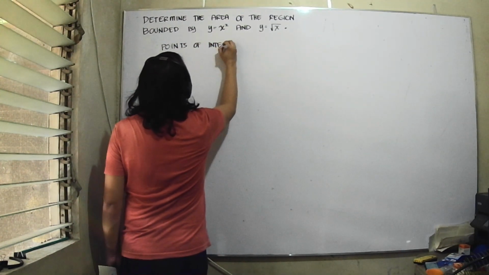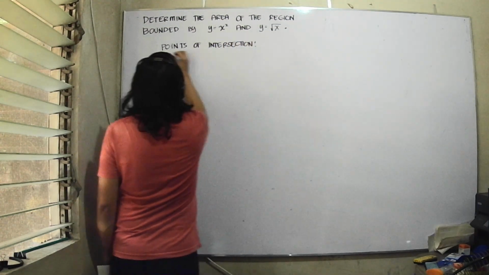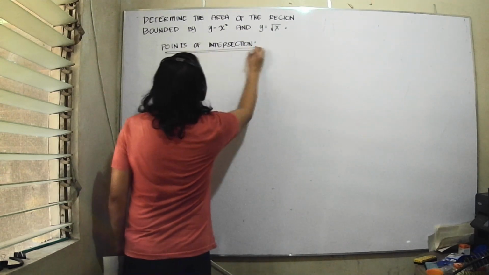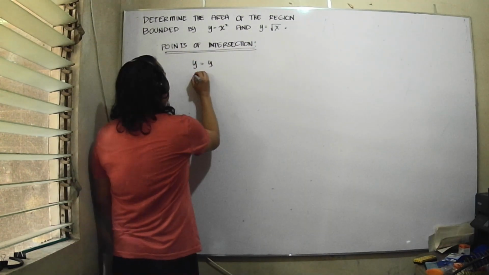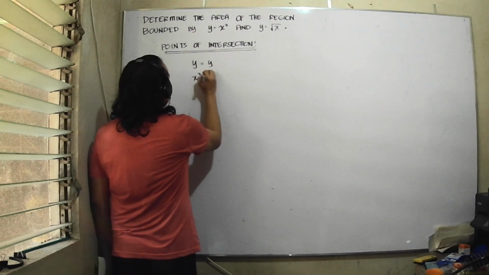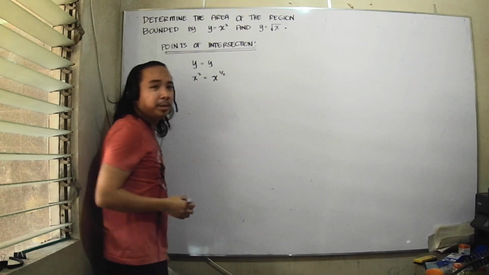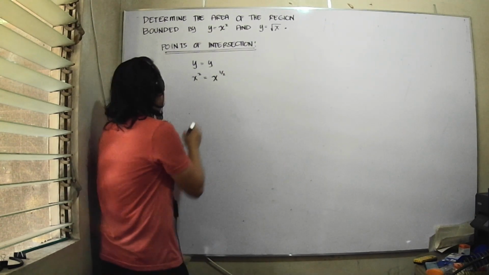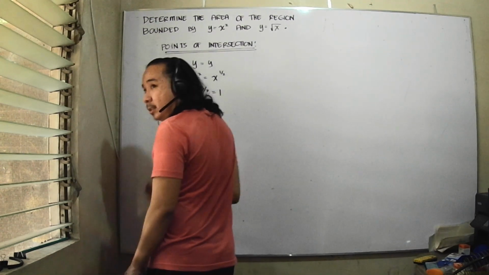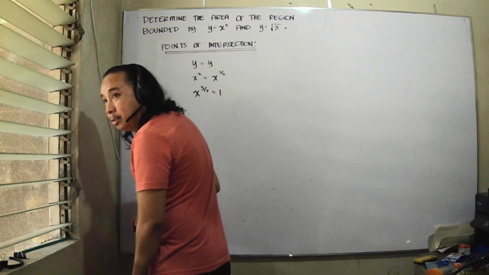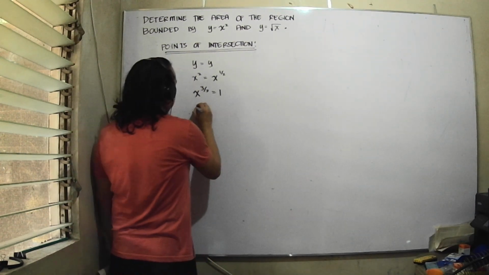Intersection. And I will equate y to y. So y is x squared here, equal to y, which is the square root, which is x to the 1/2. Basically we can solve this. I will have x to the 3/2 is equal to 1. Yeah, I will continue solving this problem.